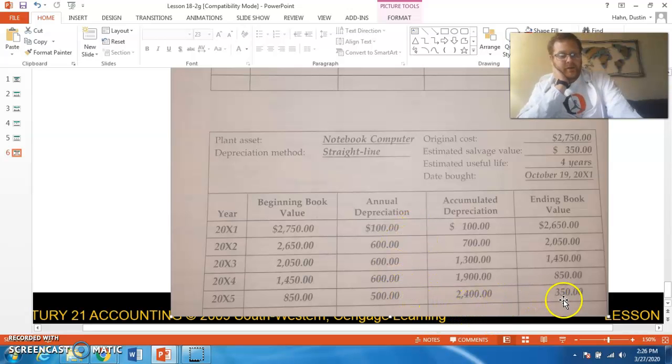Your ending book value is 350. Okay, that's perfect because that's your estimated salvage value. These two numbers should be the same. If you add these two numbers up, you should get your original cost.